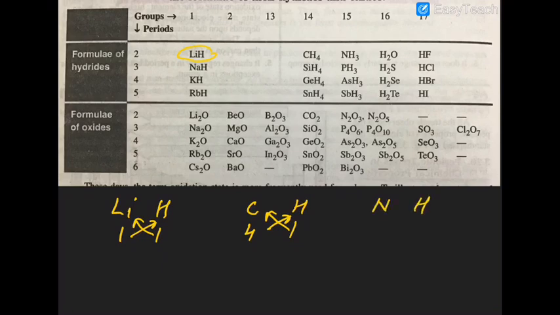Nitrogen and hydrogen. Nitrogen has a valency of 3, hydrogen is 1. So what is the formula? NH3. In oxygen, valency is 2, hydrogen is 1. So the answer is H2O. In halogens, valency is 1. Hydrogen also has valency 1. So exchange it, the answer is HF. Are you getting that?